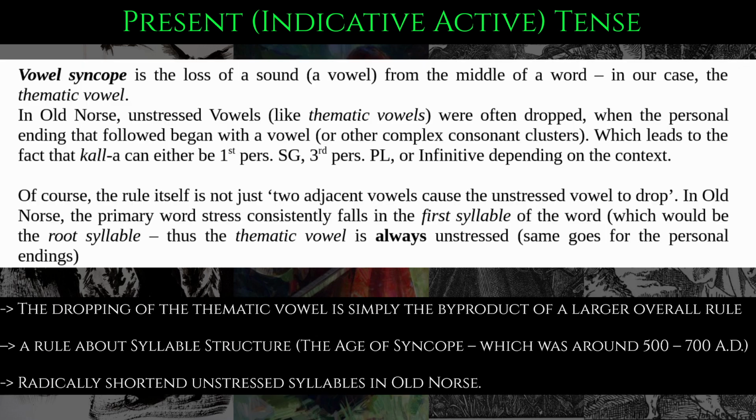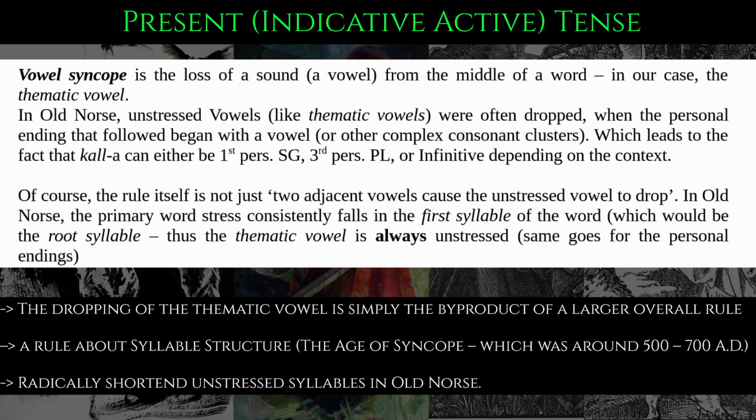Anyway, a vowel syncope is the loss of a sound, a vowel to be more precise, from the middle of a word. In our case, the thematic vowel. You see, in Old Norse, unstressed vowels, like the thematic vowels, were often dropped when the personal ending that followed began with a vowel, or other complex consonant clusters we are not going into yet. Which leads to the fact that kalla can either be first person singular, third person plural, or infinitive, depending on the context.